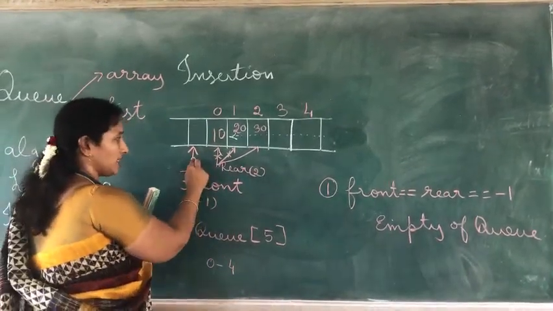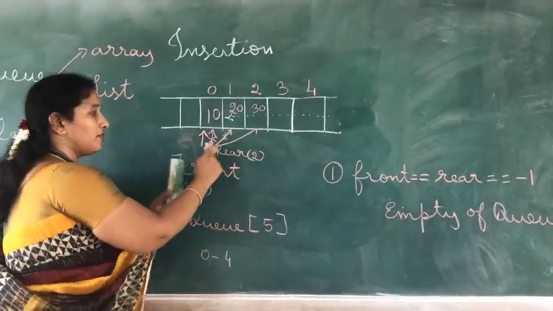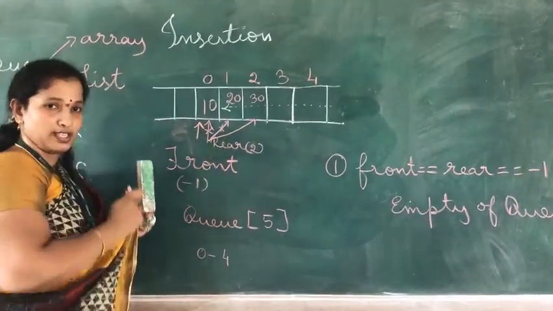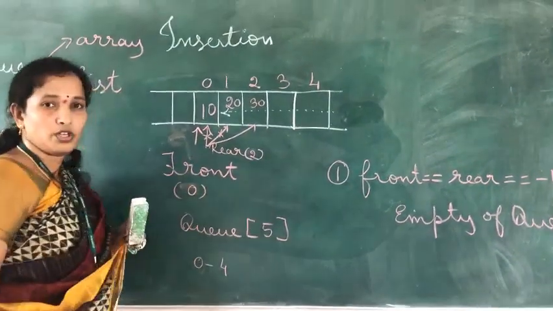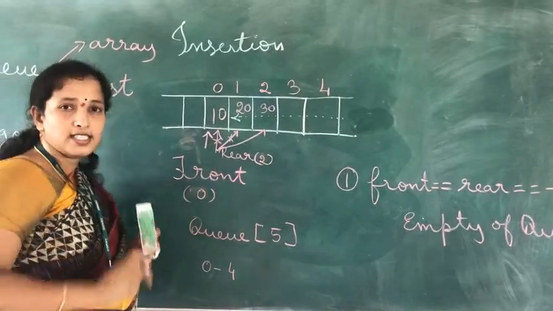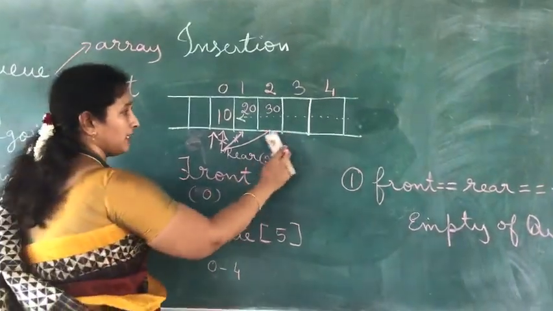So -1 in the sense, whenever you are going to insert one element, rear and front pointer will be incremented to the first stage. So now this front value will be 0 here. So this is the insertion operation. When I want to do the deletion operation, what will be the process here?